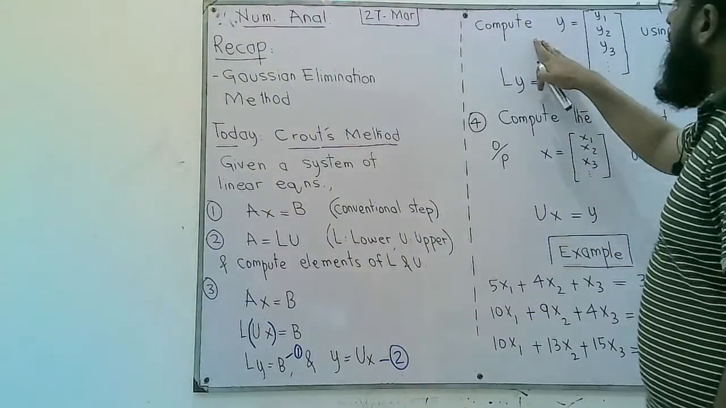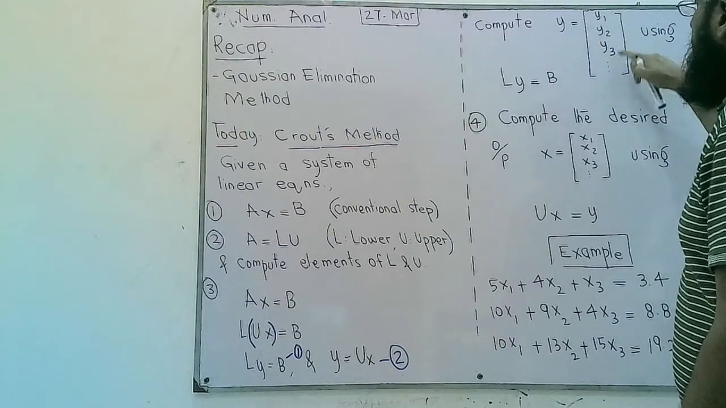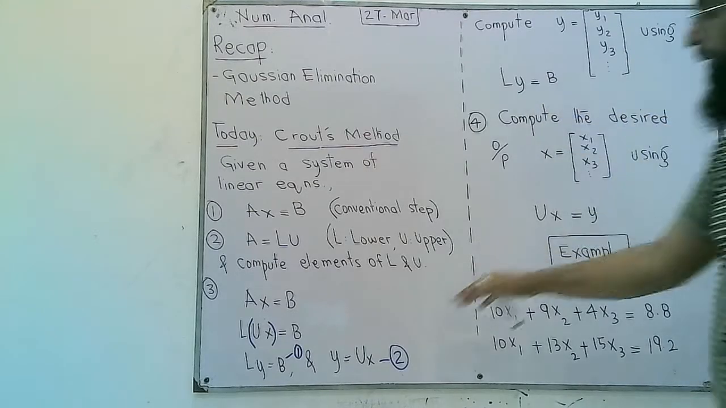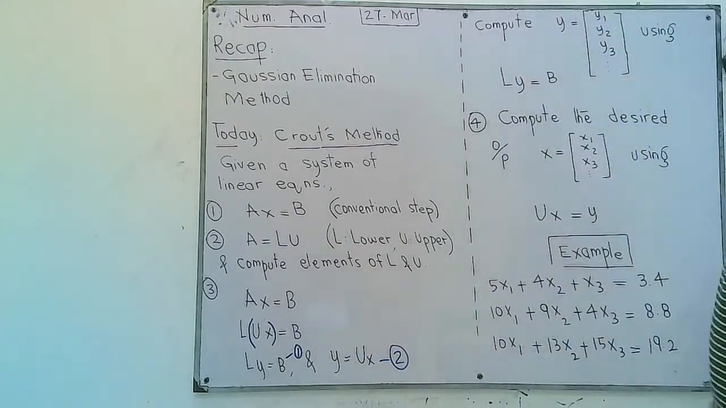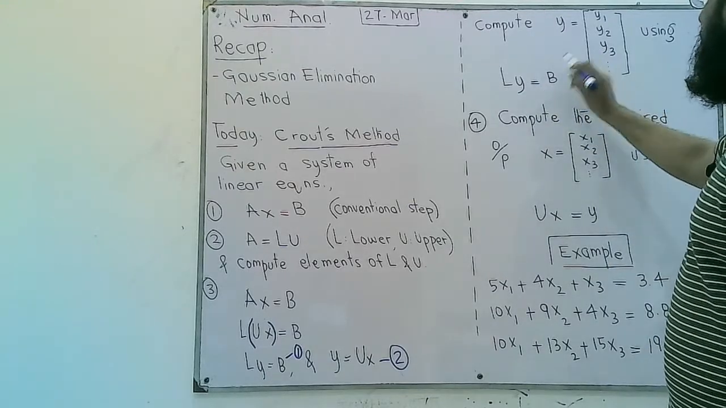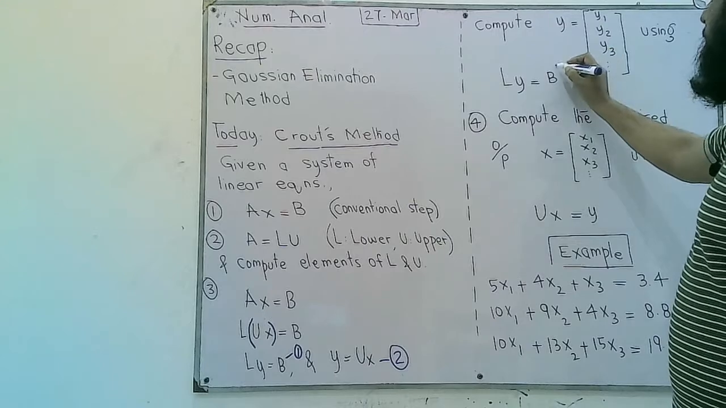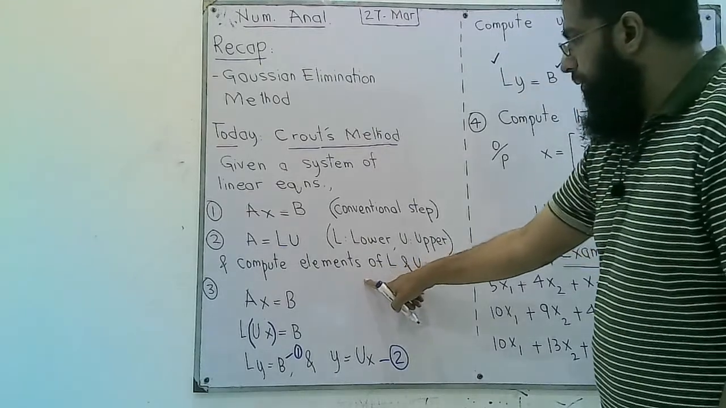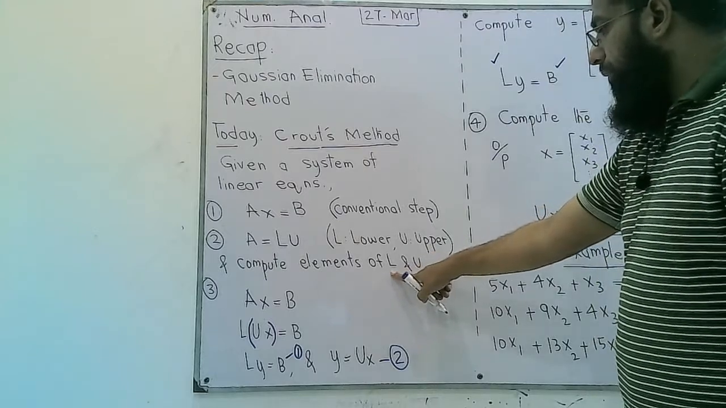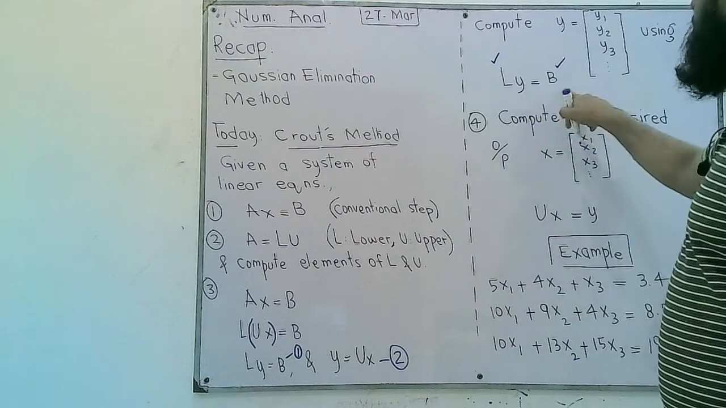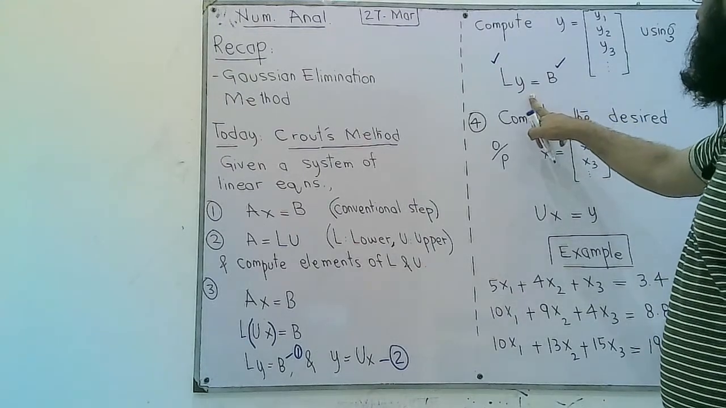Right, and we compute y, that is y1, y2, y3. There can be many equations, more than 3, 4, 5, 6. Using Ly is equal to b, the first equation, while we find y, we know b and we know L because we have already computed it in step number 2. So we know L and we know b, and we can straight away compute y.